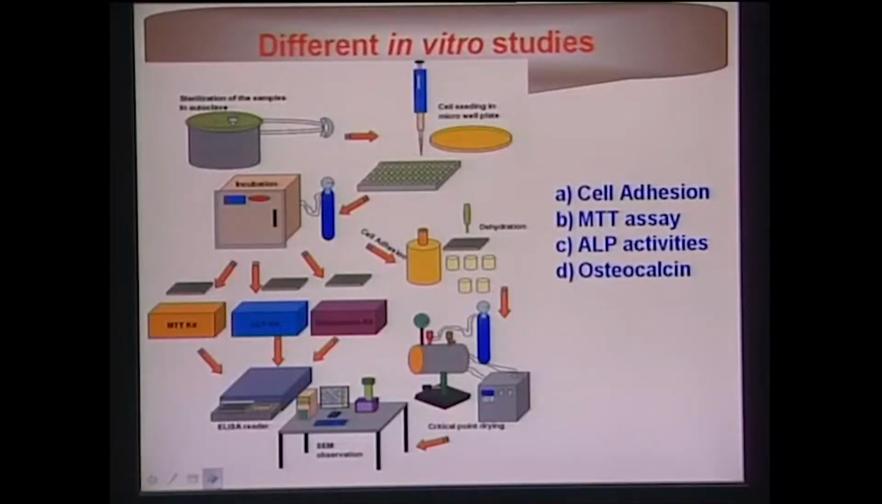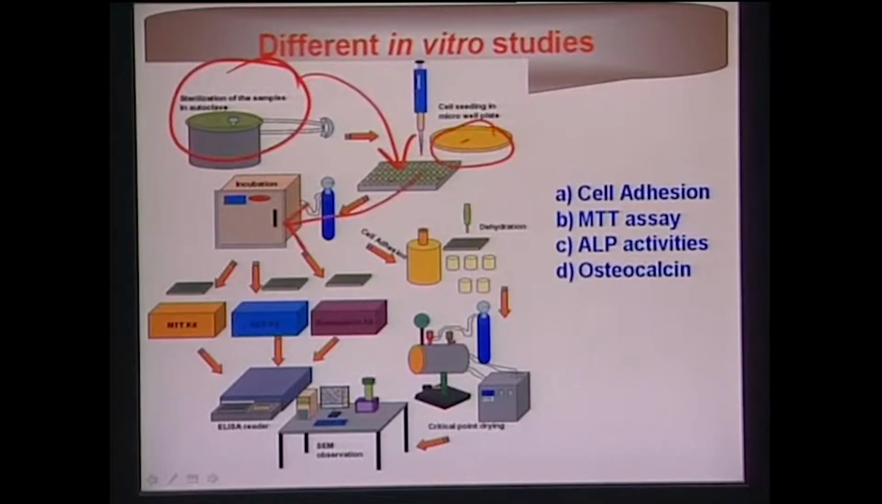Now, for in vitro properties, there is a standard protocol. First, you have to do autoclaving, either by steam autoclave or by gamma radiation. For ceramics like hydroxyapatite-based ones, steam autoclave is okay. Then you have to seed the cells on these materials. You can take a 96 well plate or a 6 well plate. This is the micro well plate, and you put these materials inside the CO2 incubator, where the atmosphere is maintained at 5% CO2, 95% air, with a good amount of humidity maintained inside the incubator.